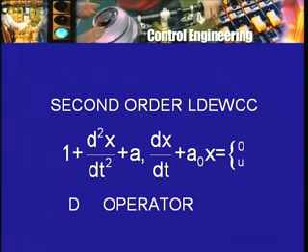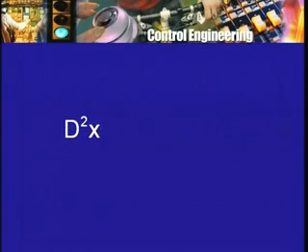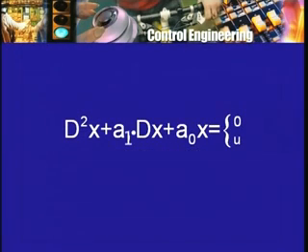Therefore, we will rewrite this equation as D square x, and by D square I do not mean some number squared, but D applied twice. Take x, apply the operation D to it, that is take its derivative, and apply the operation D again, that is take the derivative of that derivative. That is exactly what d square x dt square is. So D square x plus a1 times Dx, Dx is simply the derivative of x, plus a0 times x equal to either 0 or the input u. We will see why it is advantageous to write it in this form.